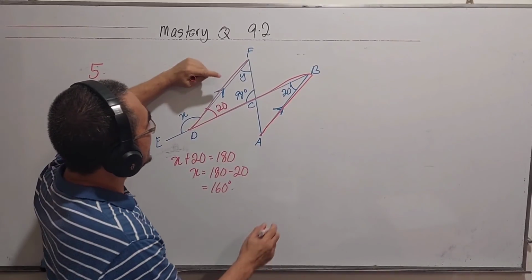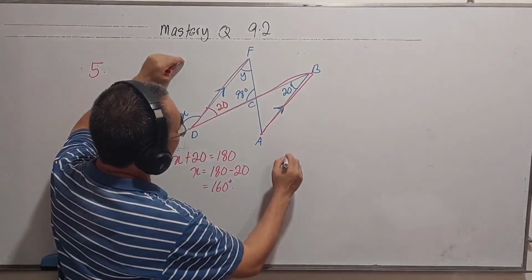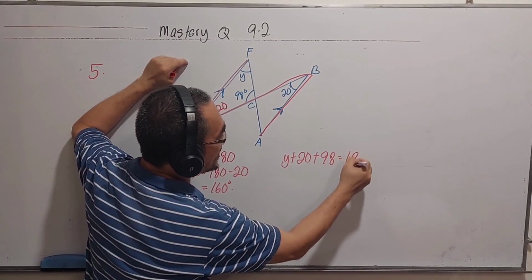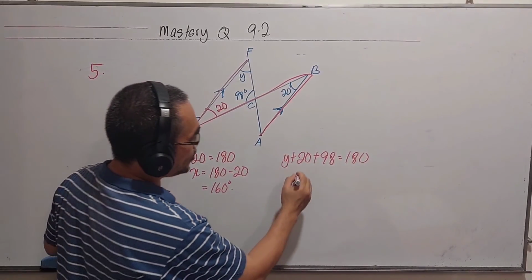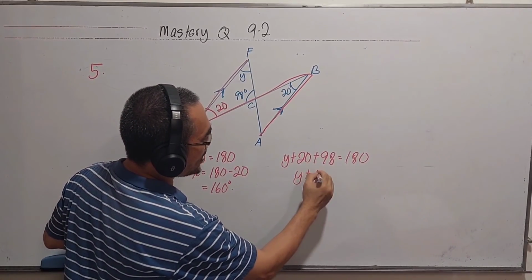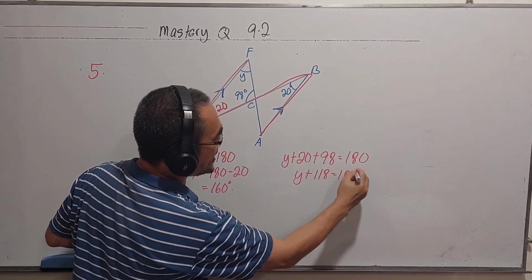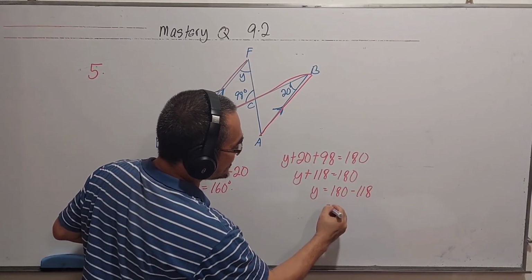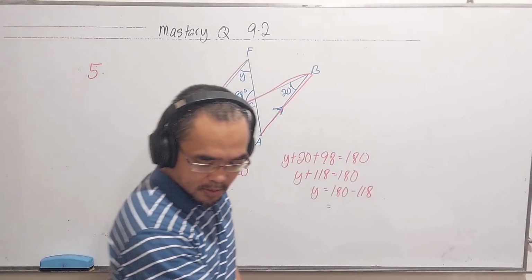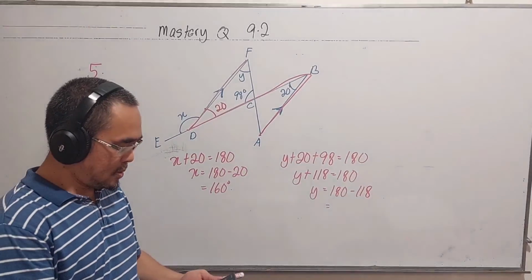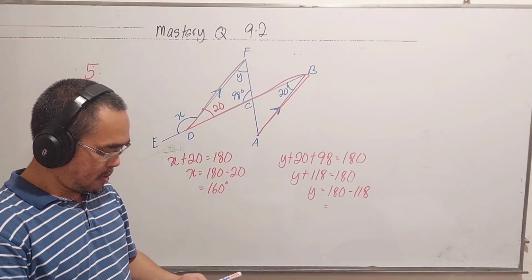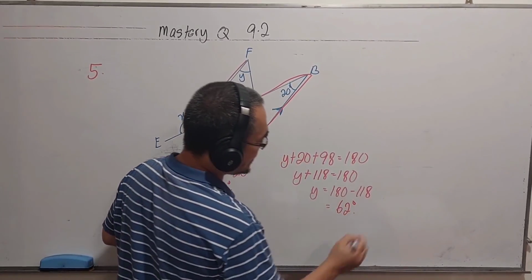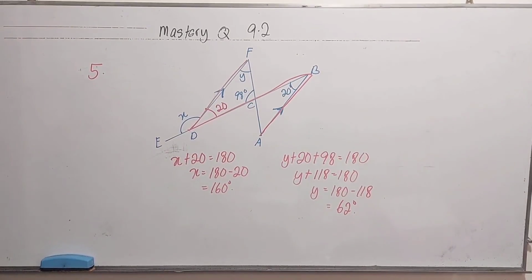The y will be from the total angle in a triangle. That is y plus 20 plus 98 is 180. So y plus 118 is equals to 180. So y is 180 minus 118. So the value of y will be 62 degrees. Okay, that's all for today.